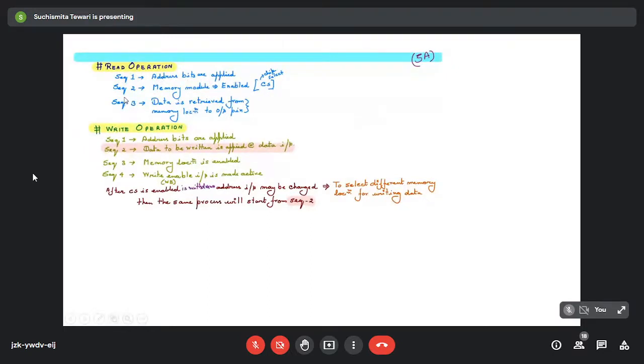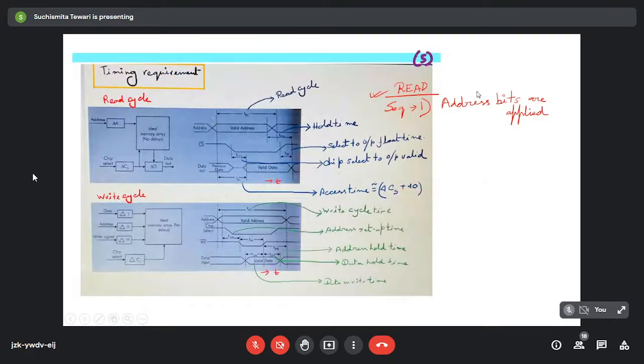Then what we have to do? The address bit which are pointing to a particular cell or a group of cell, then we have to enable those cells. So we can do that using this chip select control. We enable that. And since it is a read operation, next sequence would be data is read or retrieved from that particular memory location until and unless it is available at the data output pin. So these are the three steps. One is address bits are applied, then the memory module is enabled, and third is data read or data is retrieved.